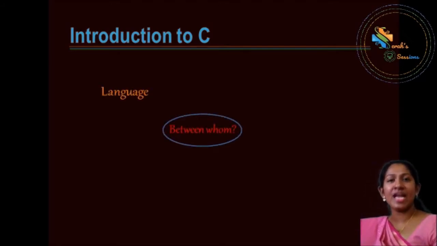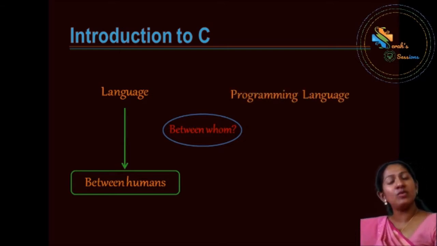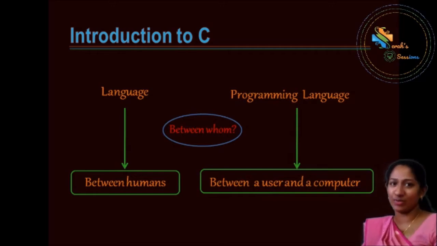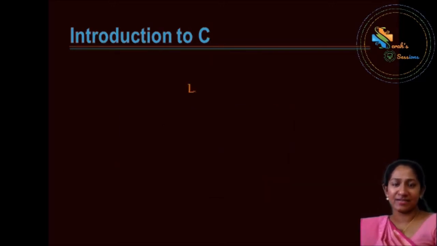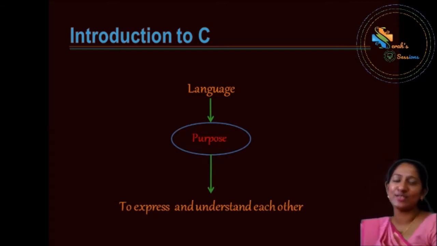Okay, language is used between humans. Yes, we use language between humans. Now, where does programming language come in? Programming language is used between a user and a computer. Very easy to understand, right? Now, let's see the purpose of a language. Why do we use human languages? Yes, we use human languages to express and understand each other, right?